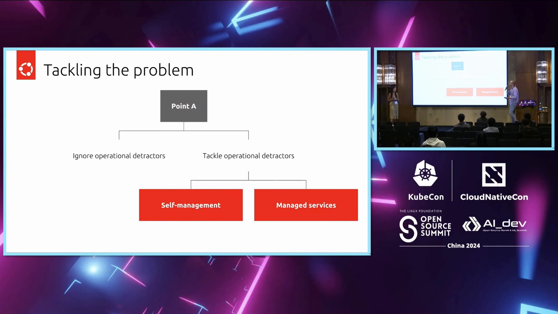So what can you do to tackle the problem? You start at point A, you need to reach operational excellence, you're a company. We're not supposed to give advice, but you have two options: ignore them or tackle them. Don't ignore them. You need to tackle them, right? How do you tackle them? There are two options depending on use cases: self-management and managed services. And this is more or less where we're going to dive a little bit deeper into how to address those options depending on your use case.